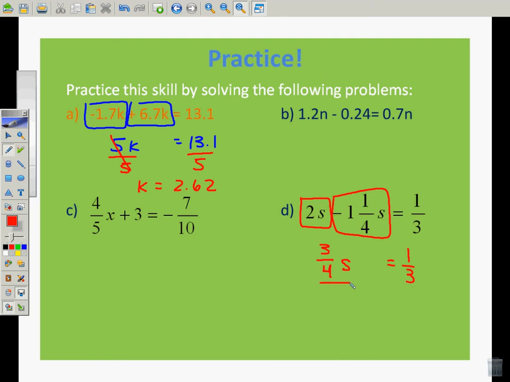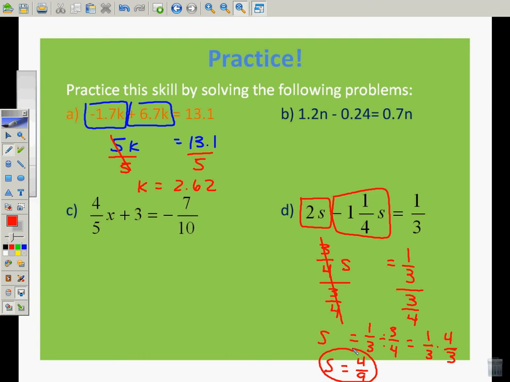So I'm going to do opposite operations. Divide by 3/4. And I've got s is equal to, now remember, this is 1/3 divided by 3/4, which is really equal to 1/3 times 4/3. So what I can do is I can say what's going to happen when I multiply those out. Well, I'm going to end up with s is equal to 4 over 9. That's the trick right there. When I divide by a fraction, it's the same as multiplying by the reciprocal.